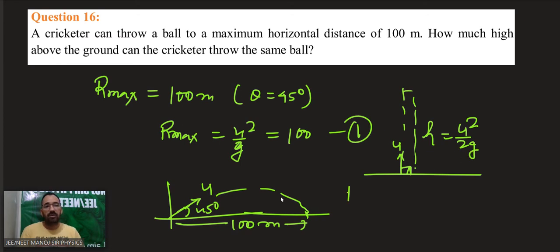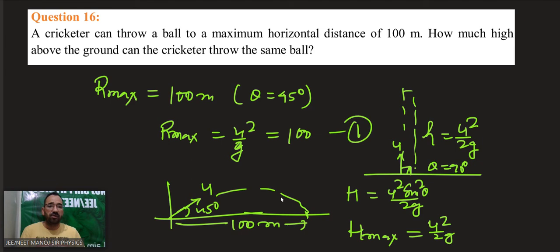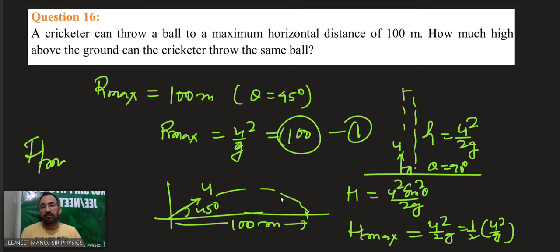Okay, why? Because the formula of maximum height is u square sine square theta upon 2g. When you put theta 90 degrees here, sine 90 will be 1. You will get u square upon 2g. So how do you calculate the maximum height? That is u square upon 2g. Can I write it this way, 1 upon 2 into u square upon g? U square upon g we just now calculated, that is 100. Now you will get the maximum height here. That will be equivalent to u square by g, 100, upon 2. So 100 upon 2, that will be 50 meters.